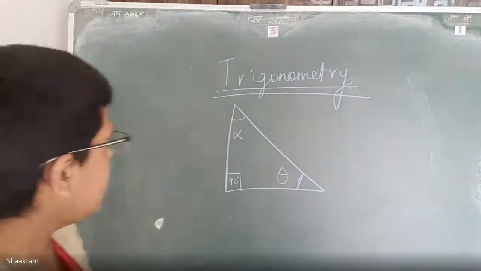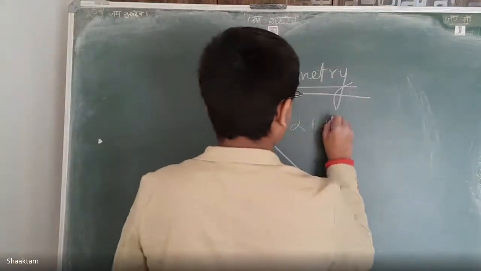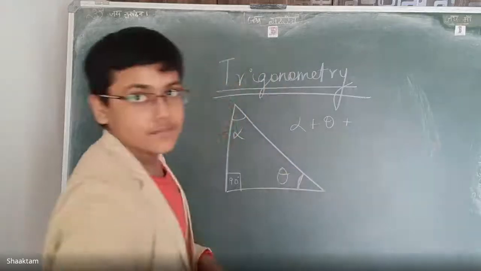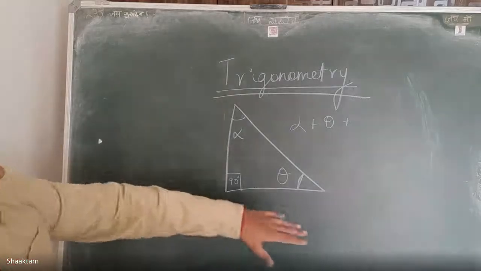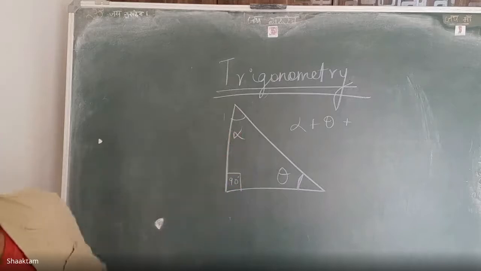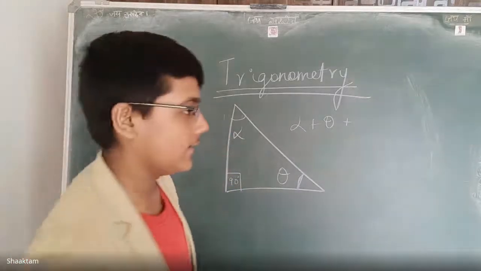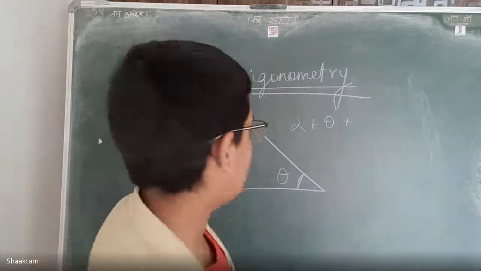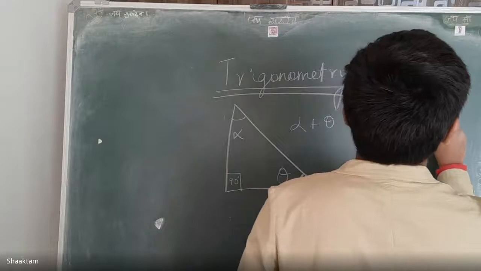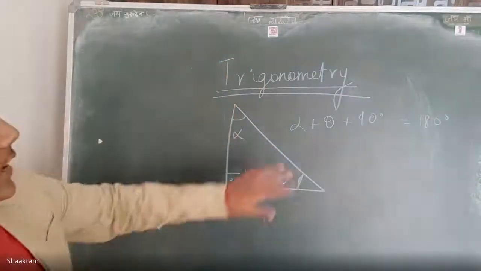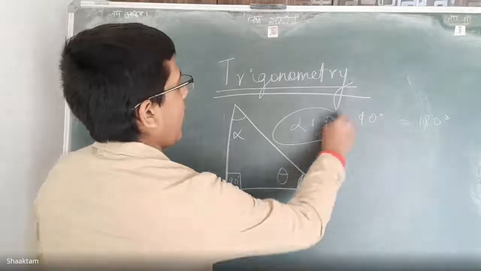Let me mathematically, with the help of an equation, explain what Shreyansh meant at that time. No, hold your answer. We have such a triangle, and according to his rule, which was right, and not casting aspersions on your rule, Shreyansh, don't worry. Alpha plus theta plus 90 degrees is 180 degrees. Now, Ajinkya, what can you tell me will be alpha plus theta?